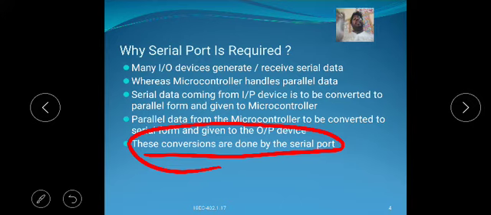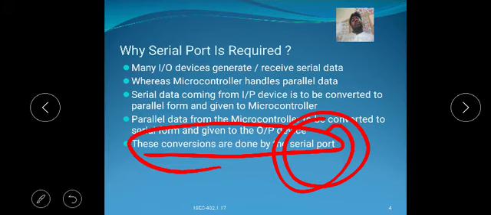Why is the serial port required? The serial data coming from the input device is converted to parallel form and given to the microcontroller. The parallel data from the microcontroller is converted into serial form and given to the output device. This conversion is done by the serial port. This is the answer. Again, I am repeating this.